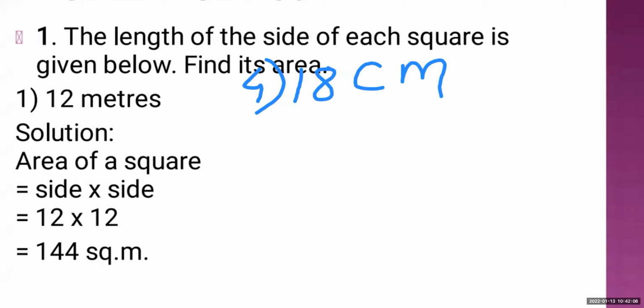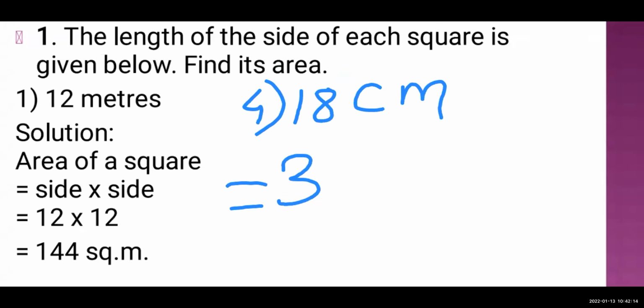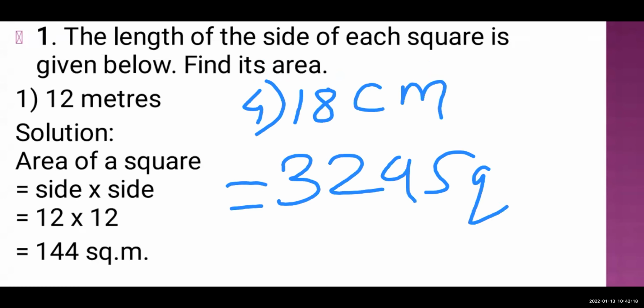Students have given me the right answer. That is, the answer is 324 square centimeter. What is the answer? 324 square centimeter. No, Swara Shinde, 308 is wrong. Multiply 18 by 18, you will get the proper answer, that is 324. So here we have done with our first sum.